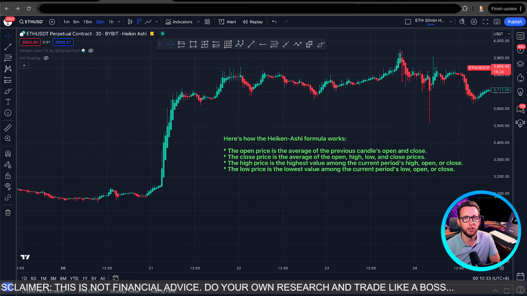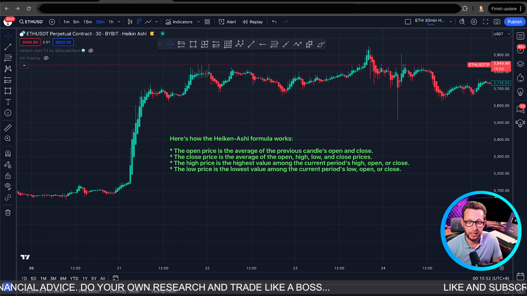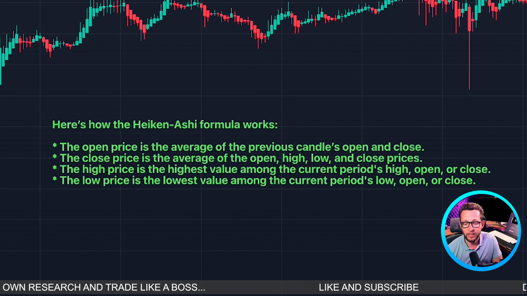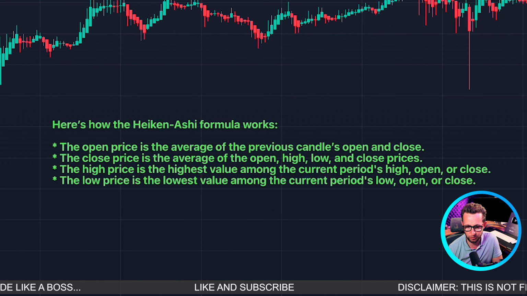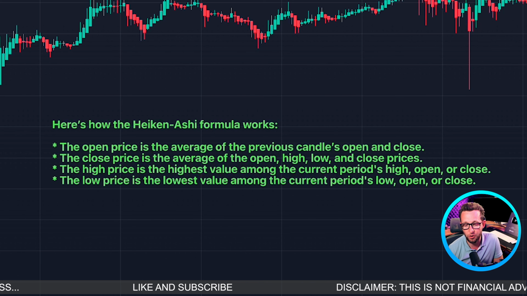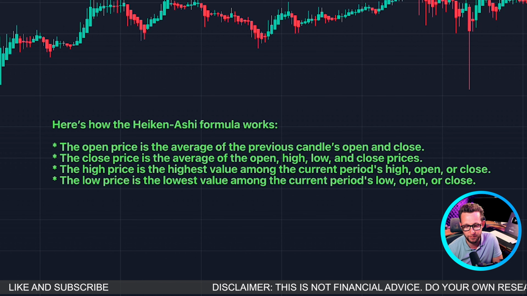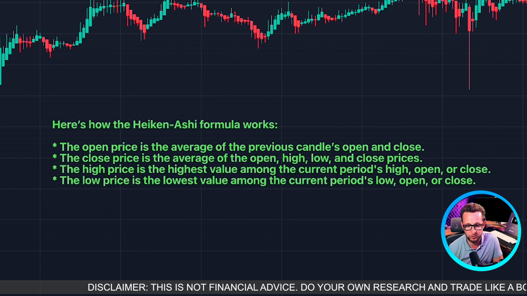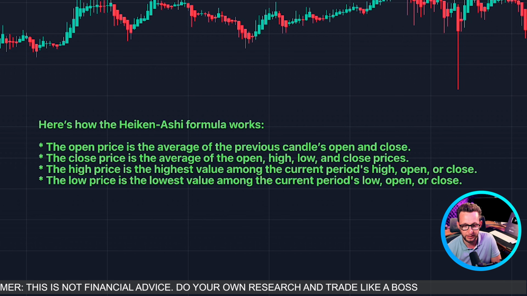As you can see, I have written down the formula of a Heikin Ashi candle here on my screen. So the open price is the average of the previous open and close of the previous candle. The close is the open, high, low, close price divided by 4 on average, obviously. The high price is the highest of the candle, very much like normal standard candles. And the low is the lowest of the candle, exactly the same as normal candles.